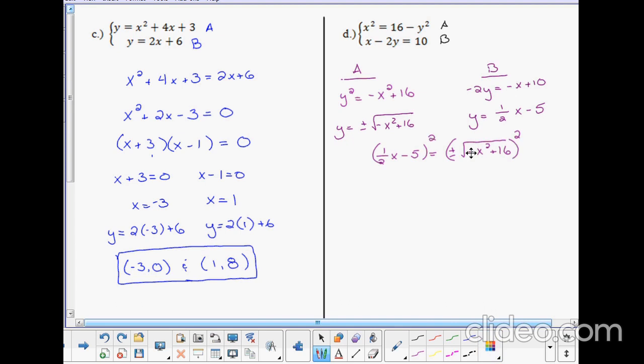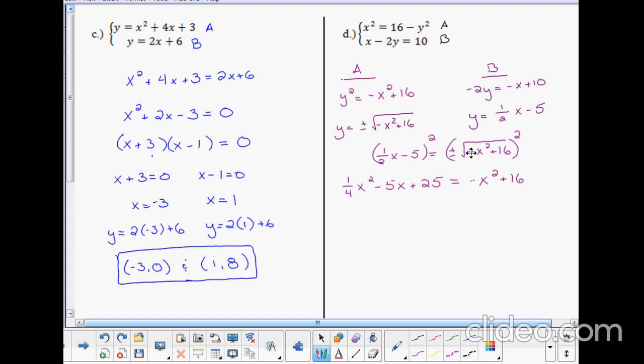So when I square 1/2 x minus 5, this is not going to be very nice, but 1/2 squared would be 1/4 x squared. I would have 1/2 times negative 5, which is negative 5 over 2, and then double that, so I'm going to get a negative 5x, and then I'm going to square the negative 5 to get 25. On the other side of the equation, the square and the square root are going to undo each other's operations, and so that's going to leave me with negative x squared plus 16.